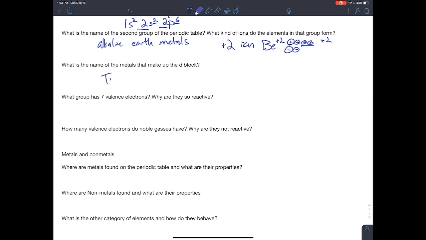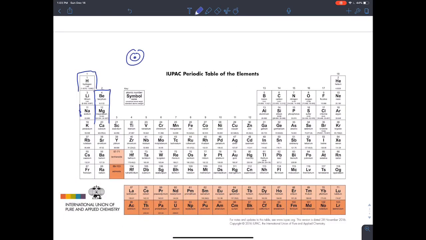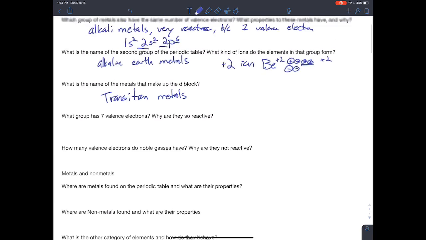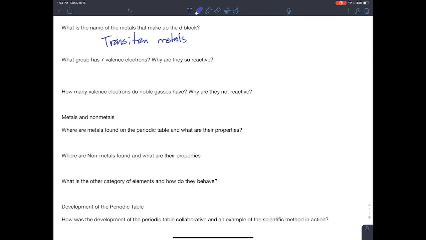The D block is transition metals. These are all the metally metals we think of here. So like zinc, copper, nickel, cobalt, iron, gold, all those metally metals. When you think of a metal, usually a transition metal is going to come to mind.